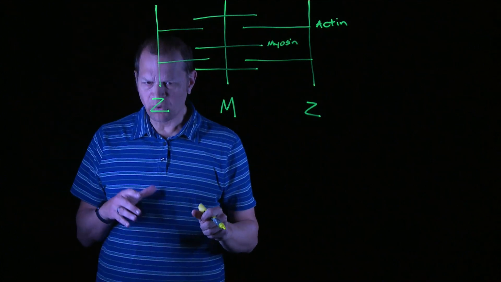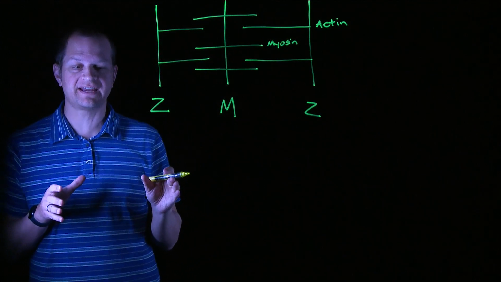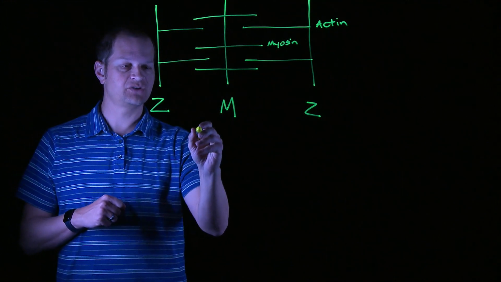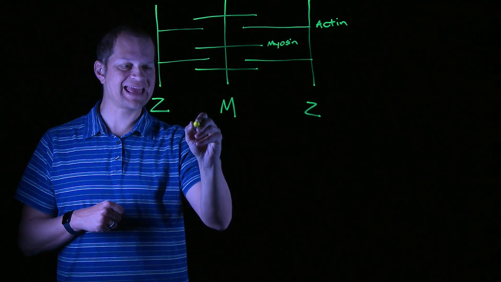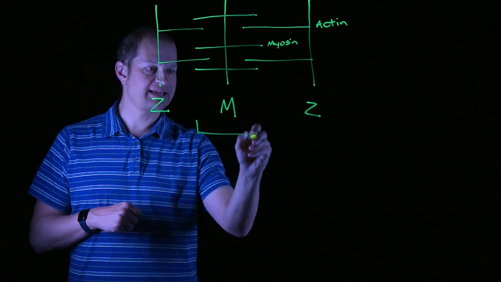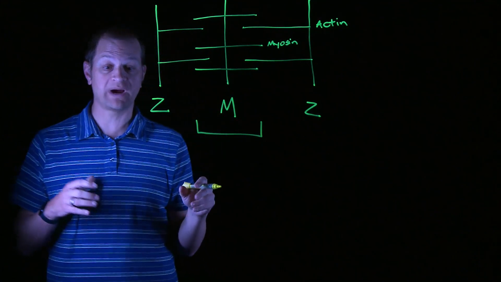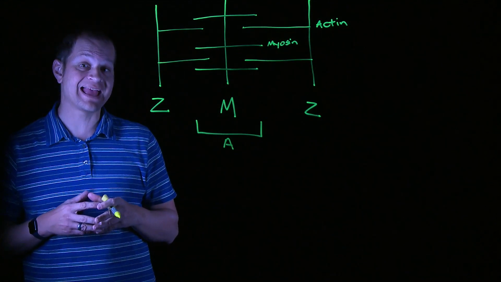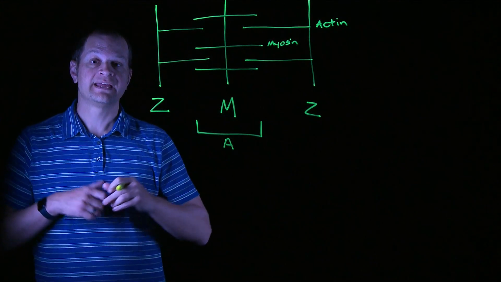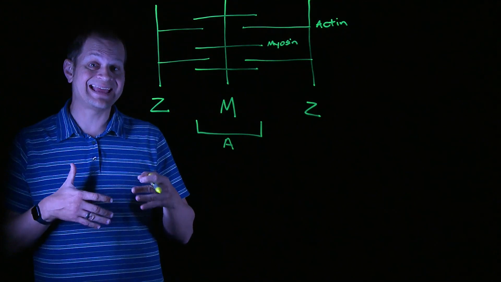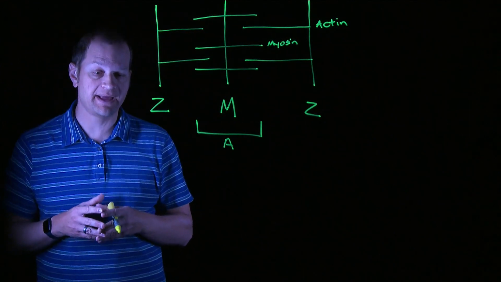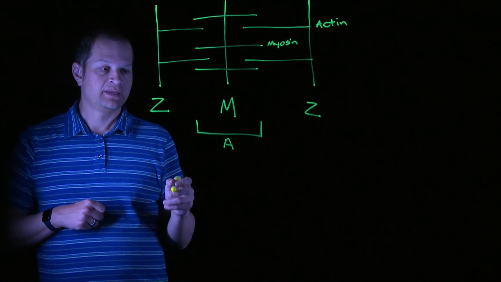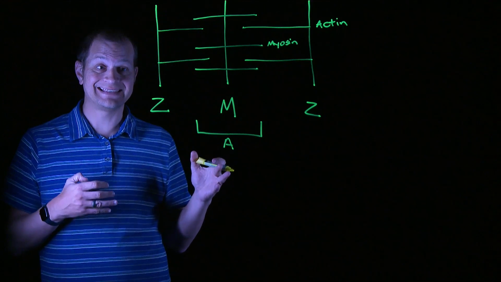Now, when it comes to a sarcomere, we can classify a few different areas of it. The first thing we can define is what's called the A band. The A band just goes wherever we have myosin. A stands for anisotropic. Wherever we've got myosin, light can't get through it, so it looks dark in a micrograph, and that's why we call it anisotropic. So wherever there's myosin, that's the A band.